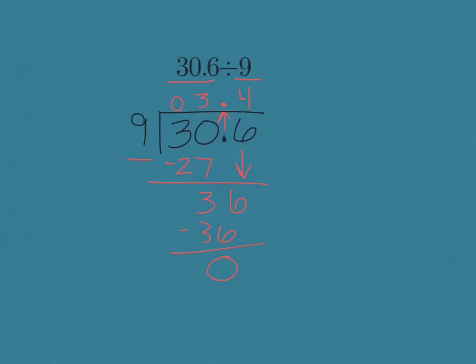Because we moved that decimal up right away, it helped everything stay in order right here. So we can say that our final answer, 30 6/10 divided by 9, is 3 4/10. Okay, so hopefully you followed along with that.